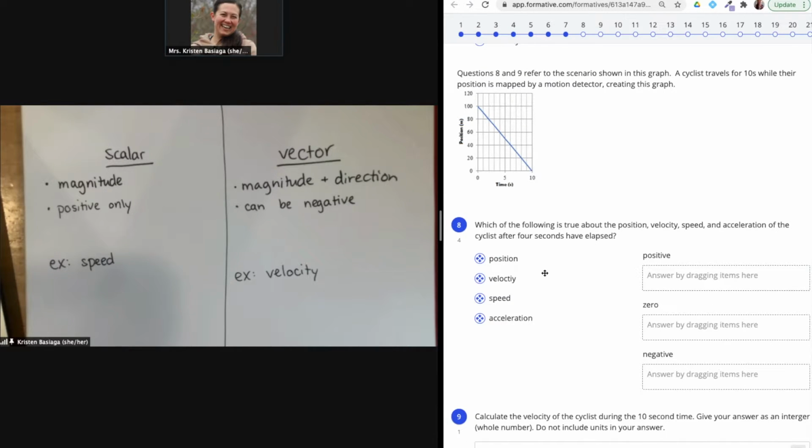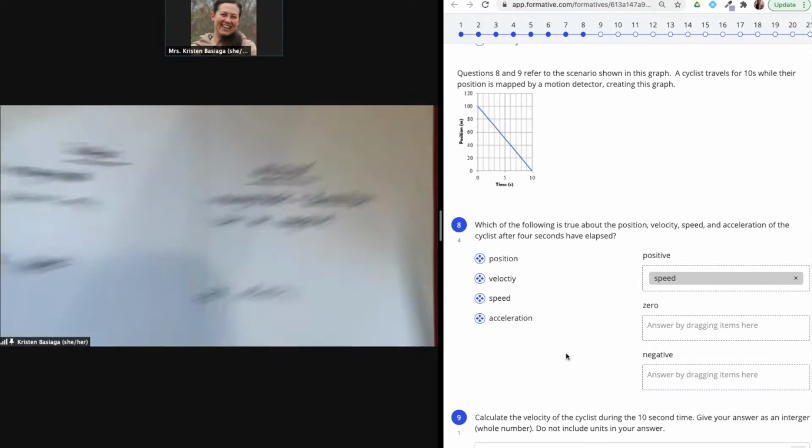Actually, this hack will help us with number 8. Speed is positive only, so I can go drag this over here. Excellent. Now let's deal with the rest of them. We'll come back to speed versus velocity in a little bit.